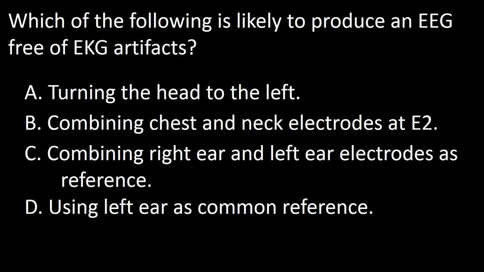Next question. Which of the following is likely to produce an EEG free of EKG artifacts? A. Turning the head to the left. B. Combining chest and neck electrodes at E2. C. Combining right ear and left ear electrodes as reference. D. Using left ear as common reference.